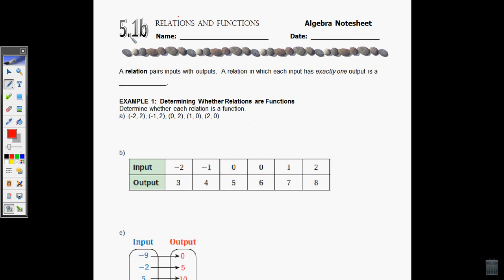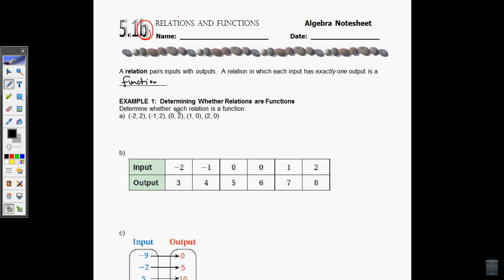I know you're excited because it's a B day, which means this is going to be quick and simple and painless, and you're going to love it. A relation pairs inputs with outputs, right? We already talked about that. Inputs and outputs, domain, range. A relation in which each input has exactly one output, that is when we get to things called functions. Okay? So a relation can easily be a function if each input has only one output.